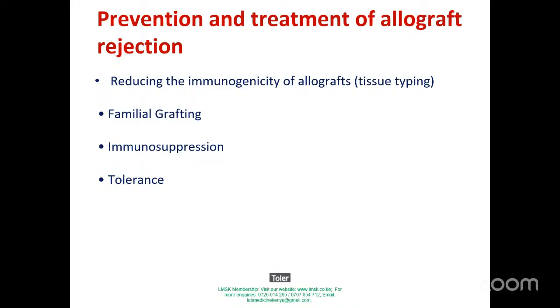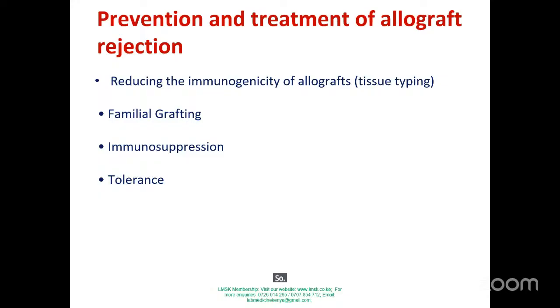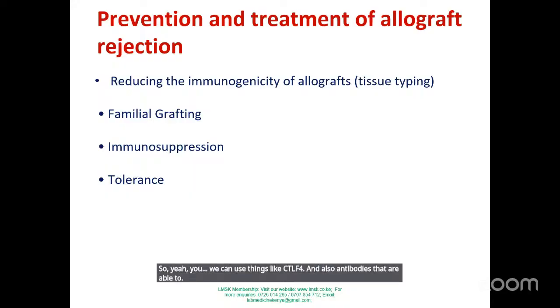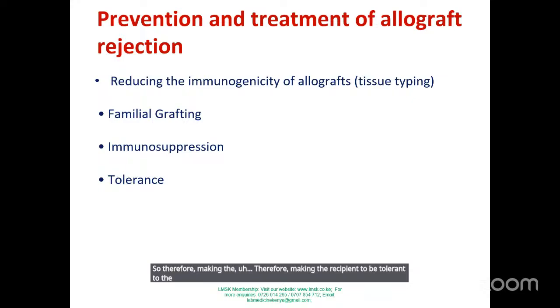Another thing is tolerance. You make the immune system of the recipient as tolerant as possible to the incoming graft. Here we can use things like CTLA4 and antibodies such as anti-interleukin-2, which are able to block the activation of T cells, therefore making the recipient tolerant to the graft. They are not able to mount a stronger immune response.